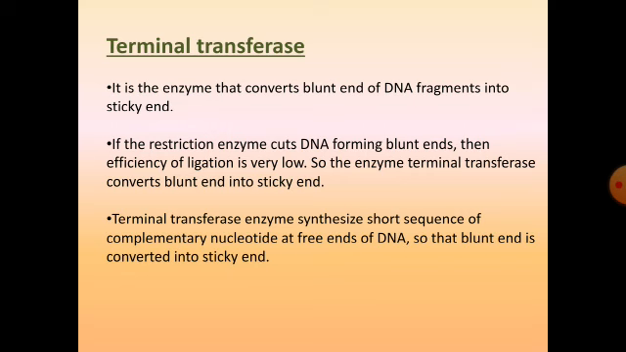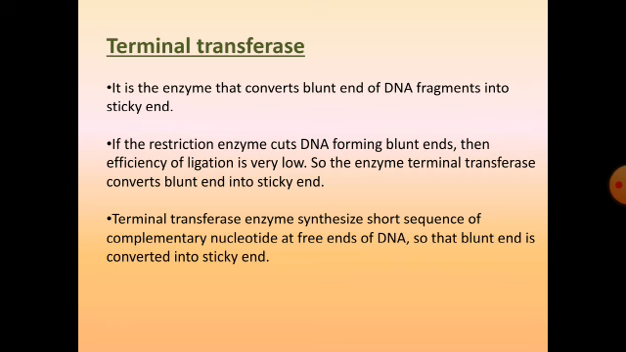The next enzyme is terminal transferase. It is an enzyme that converts the blunt end of DNA fragments into a sticky end. We have already seen restriction endonuclease. There are two types of products we get after restriction endonuclease action: one is blunt end and the second is sticky end. The blunt end DNA fragment is converted into a sticky end. This is catalyzed by the terminal transferase enzyme.